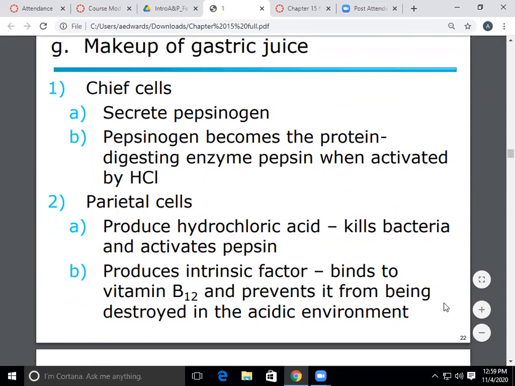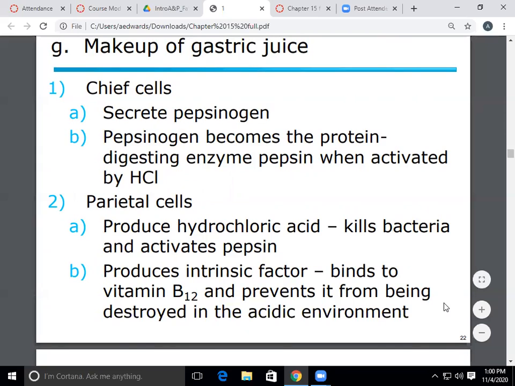All right, let's talk a little bit more about gastric juice. And there are two cells that we really want to talk about, the chief cells and the parietal cells. So the chief cells will secrete an enzyme called pepsinogen. Okay, and pepsinogen can be converted to pepsin when it gets activated by hydrochloric acid. And pepsin is a digestive enzyme. Pepsinogen is sort of the precursor, the thing that you use to make pepsin.